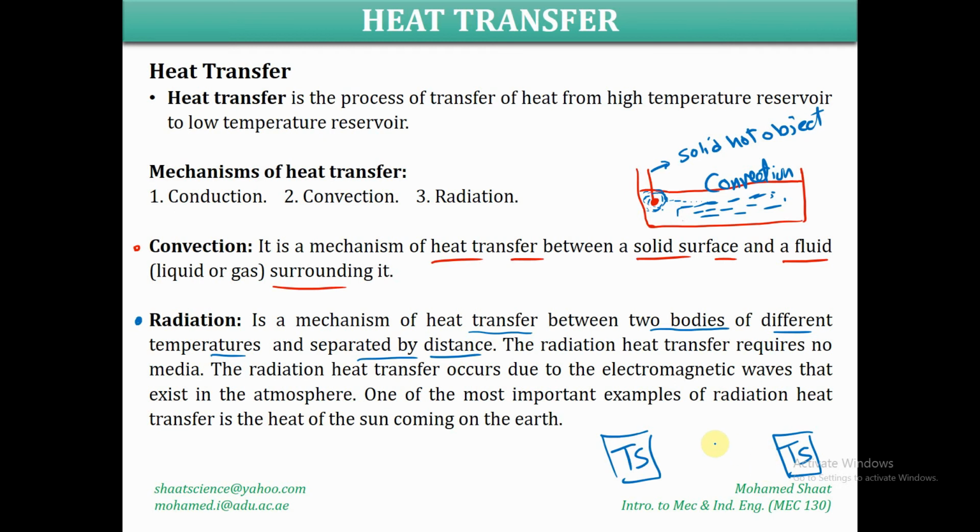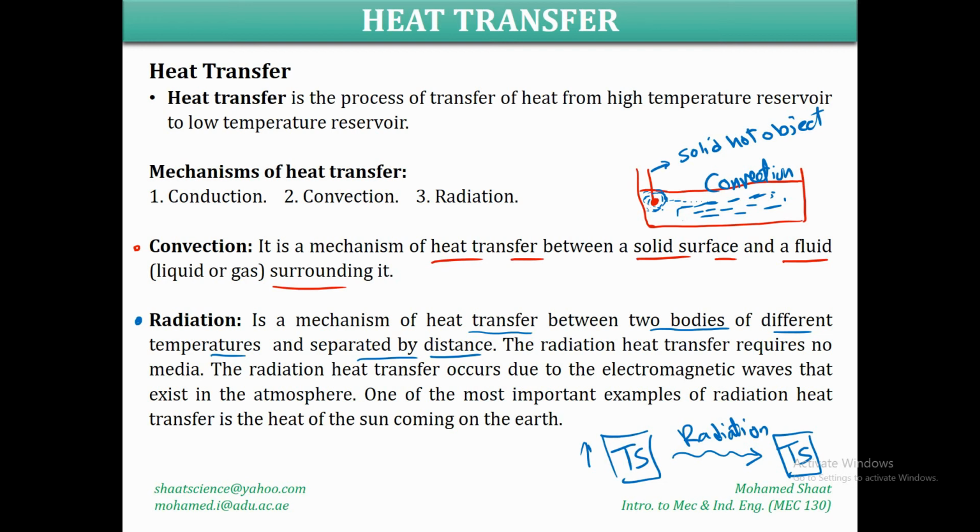Also, the heat could transfer from the high source to the low source by radiation with no need for a solid bridge or a fluid bridge. It means it could be transferred in vacuum, and in that case we have radiation as another mechanism of heat transfer. It means that it is not necessary that you have a specific medium to allow for the heat transfer, and instead it could transfer in vacuum.